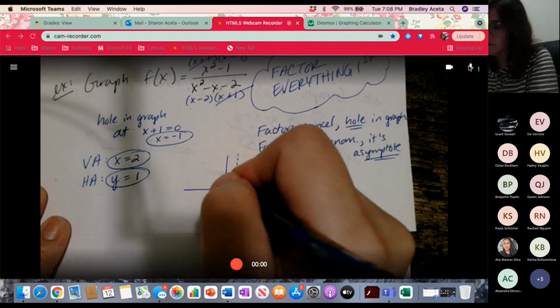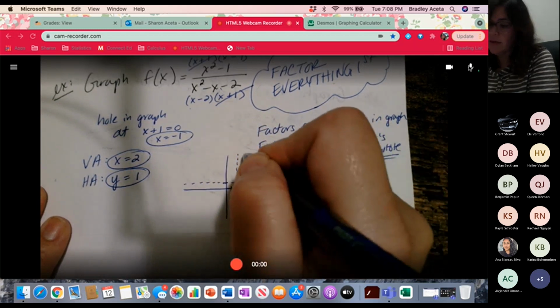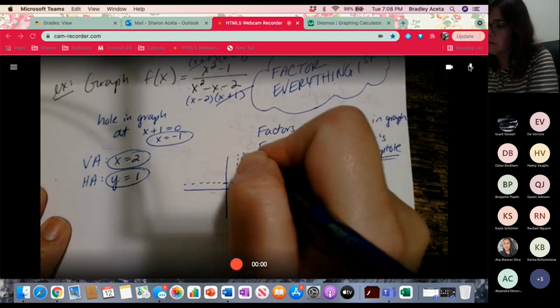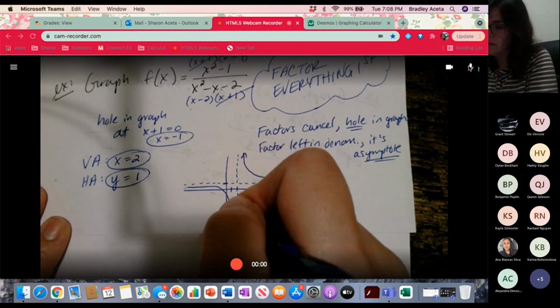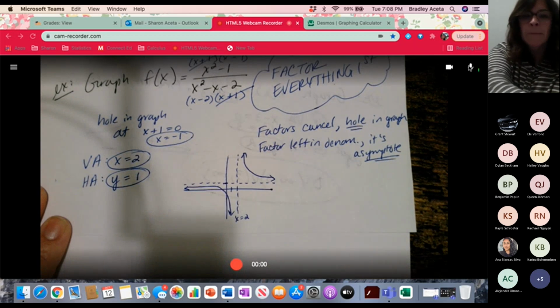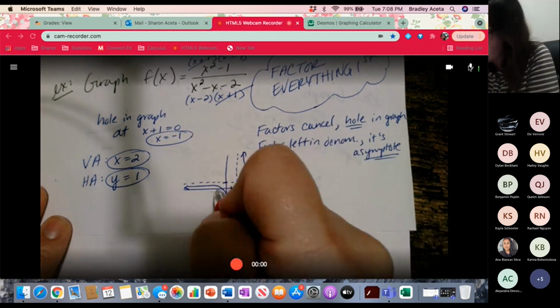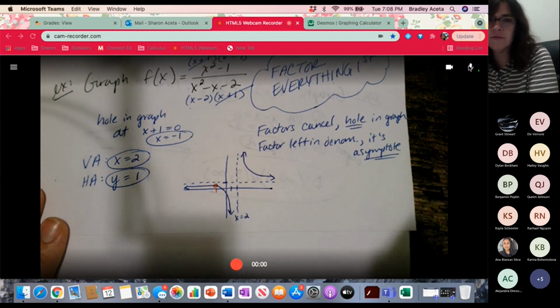And a horizontal asymptote at 1. And I have a hook here and a hook here. However, let's see if I can change my color on this one. At x equals -1, I have a hole in my graph.